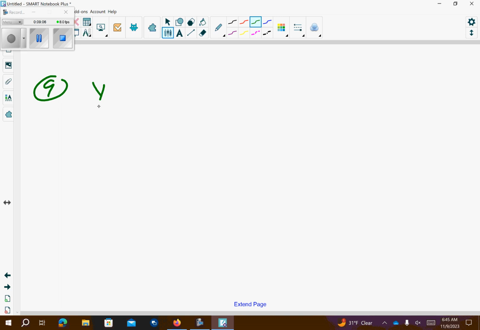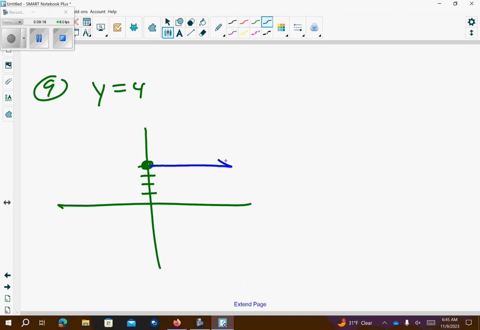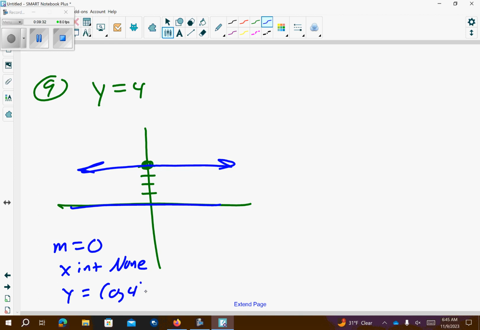So y equals 4. This is one of our special cases. Remember, y equals 4. I'm going to go 1, 2, 3, 4 up. This makes a horizontal line. So y equals a number makes a horizontal line. The slope of a horizontal line is 0. The x-intercept is none. It won't cross this axis. The y-intercept is going to be 0, 4.